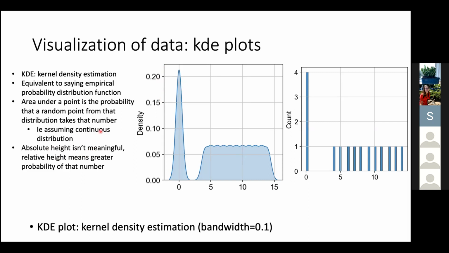But what I would argue is the relative height means greater probability of that number versus something else. So what I mean by that is here the relative height is higher than the relative height here. And that means that it's more probable to see zeros than it is to see, you know, 5. But it does not mean that the probability is, you know, 0.25. Yes.